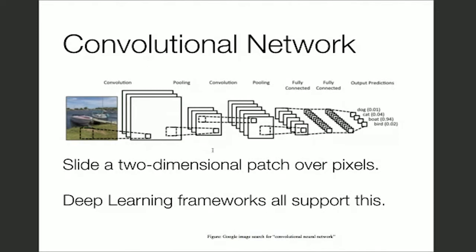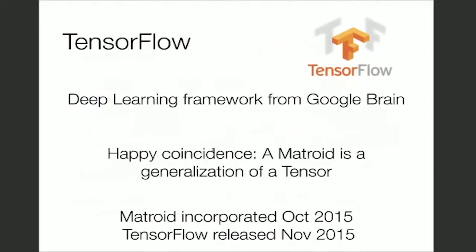The one that we use is from Google Brain. It's a happy coincidence, actually, that Matroid is a generalization of a tensor in some ways. Matroid was incorporated in October 2015, and TensorFlow was released in November 2015, which is an interesting coincidence. And actually now there's the Vector Institute from near the University of Toronto. We are, of course, a company. We use TensorFlow, but that's the only connection there.